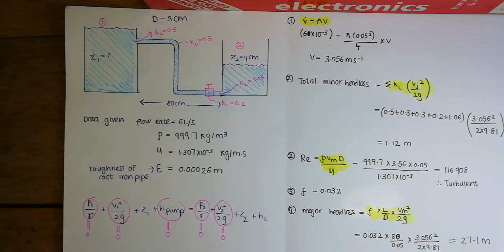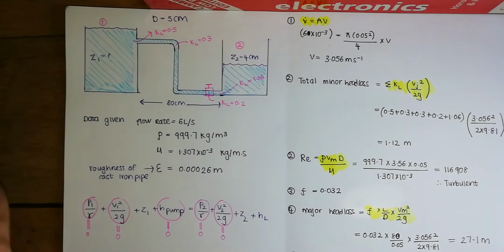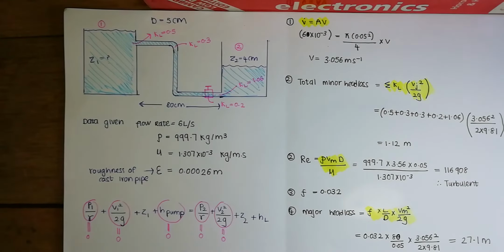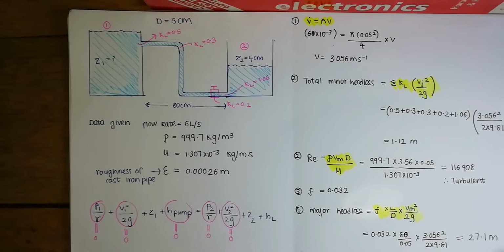Hi guys, so in this problem we are going to learn how to find elevation Z1 by applying the Bernoulli's equation. They have given us the flow rate, the density of the water that's flowing through the pipe, the mu value, the E naught, the epsilon and the diameter of the pipe. So first we'll start out by applying this Bernoulli's equation.